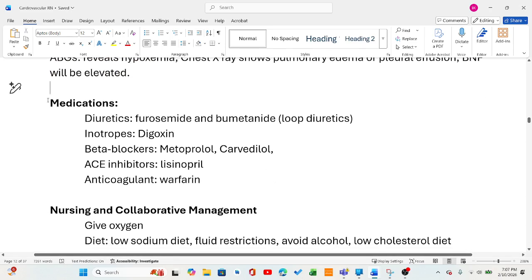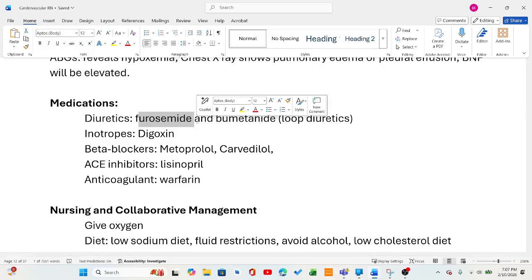So let's look at medications. In terms of medications with heart failure, think about diuretics. The major common one is furosemide. The person has to pee all the fluid out so that the lungs will be cleared and then the legs will also be less swollen. So think about heart failure, our first medication, furosemide, which is a diuretic.